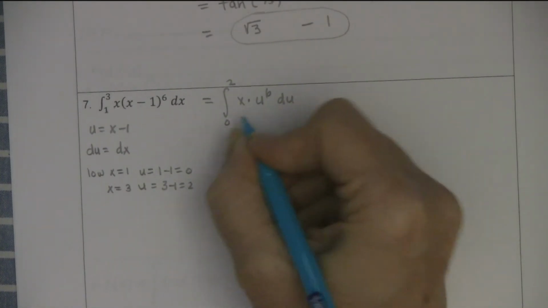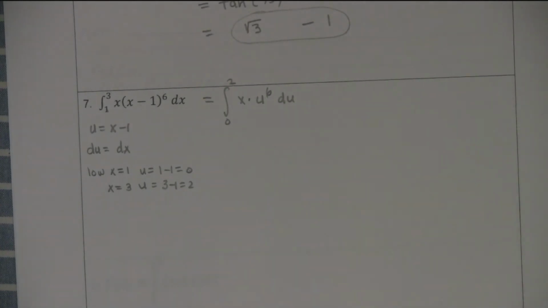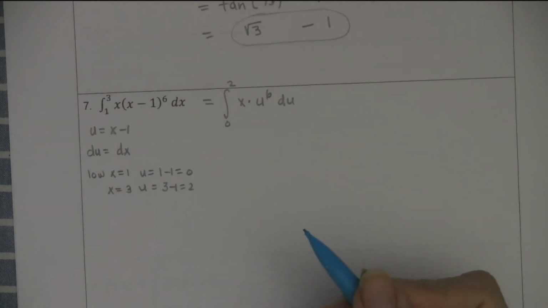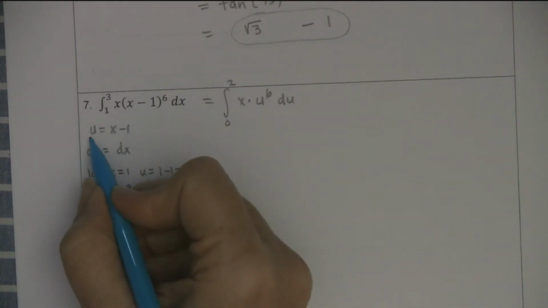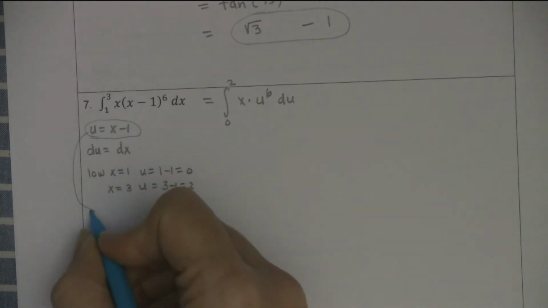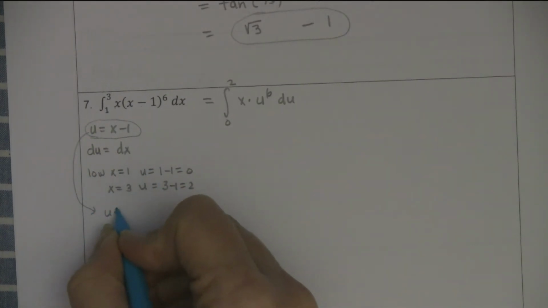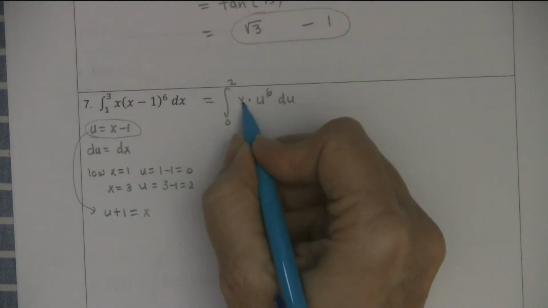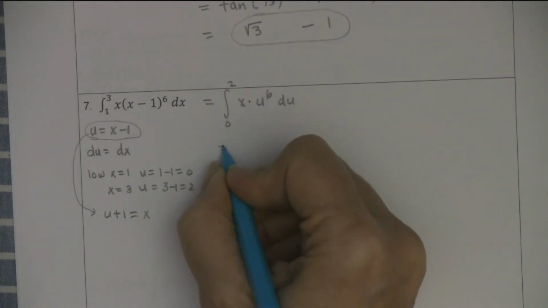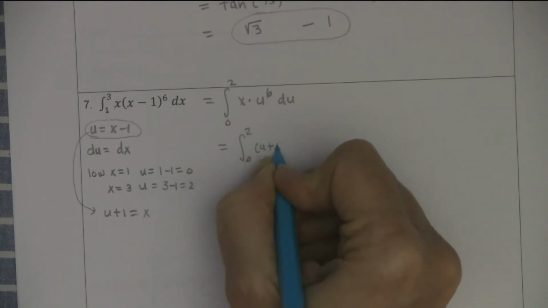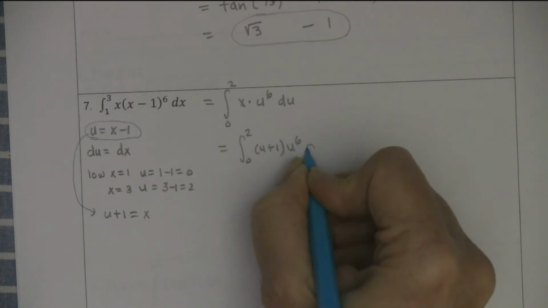And usually I get rid of the x, but this time I didn't get rid of the x, and so I'm like, oh, I didn't get rid of the x. And so that's the only thing that I have to get rid of. But here is our hint of how to get rid of that x that we weren't able to get rid of, is that we know that u plus 1 equals x. So I'm going to use that. So I'm going to replace right here for x, u plus 1. So this is the integral of 0 to 2 of u plus 1, u to the 6 du.